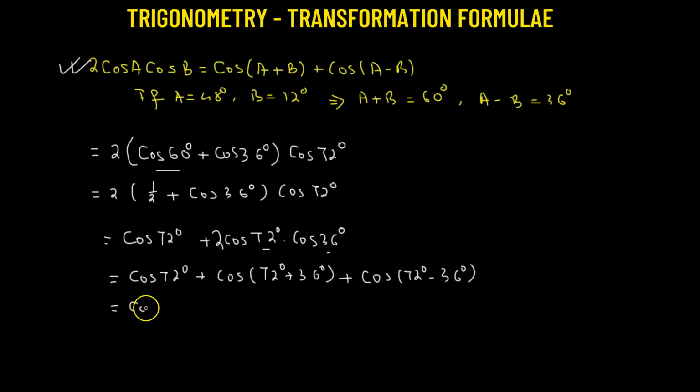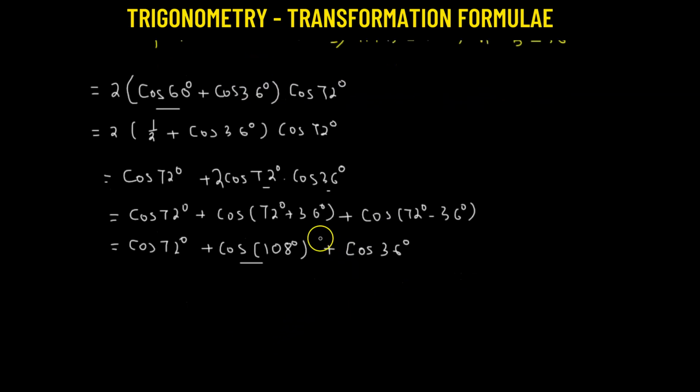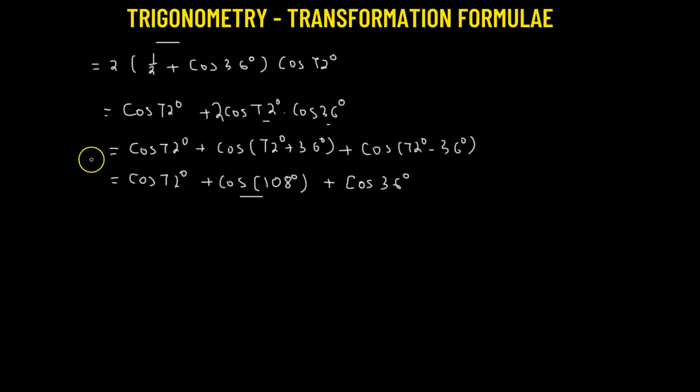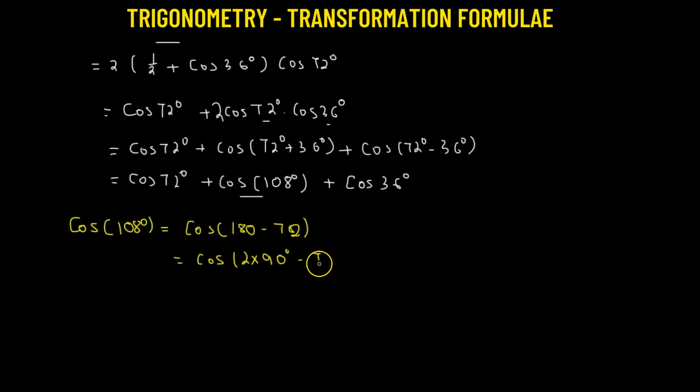So this is going to give us cosine of 72 degrees plus cosine of, so 72 plus 36, that's going to be 108 degrees, plus cosine of 72 minus 36, so that's cosine of 36 degrees. Now coming to cosine of 108 degrees, we can simplify this. So let's work with 180 degrees. So cosine of 108 degrees, the angle 108 can also be broken down and written as 180 minus 72 degrees, which will be equivalent to cosine of 2 times 90 degrees minus 72 degrees.